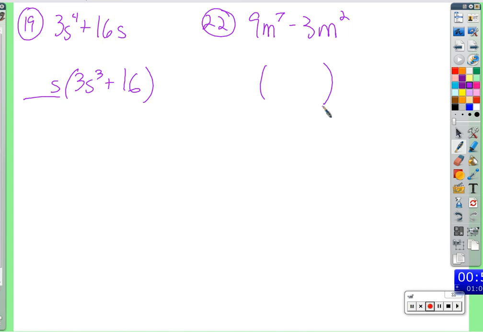You factor out a common monomial, it's just factoring out that thing that can be distributed back in to give the original thing. So what do they both have in common? Just look at the numbers first. What number do they have in common? Three, number three. How many m's do they have in common? Two, so it's m squared.